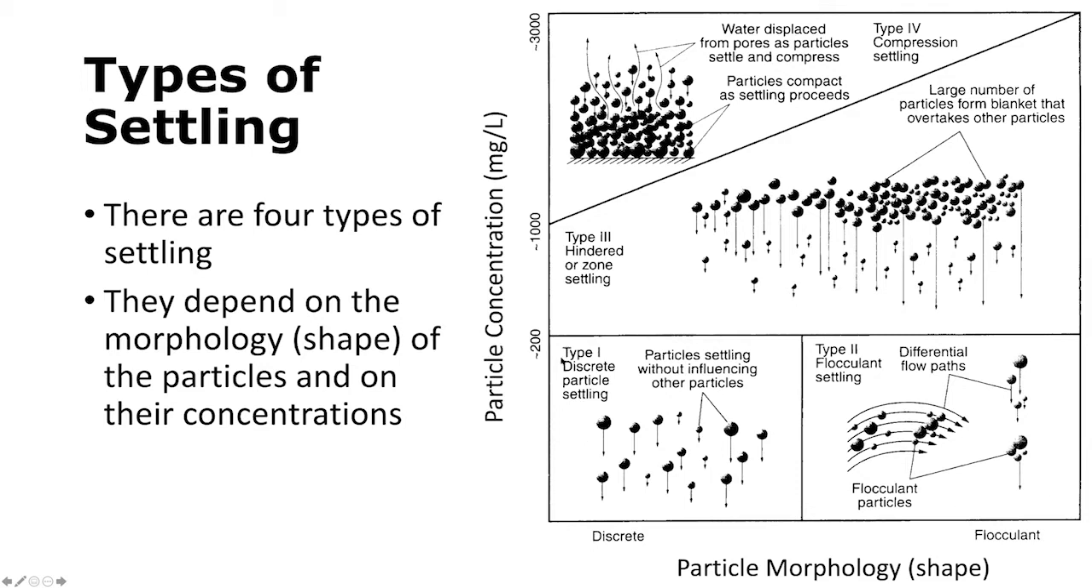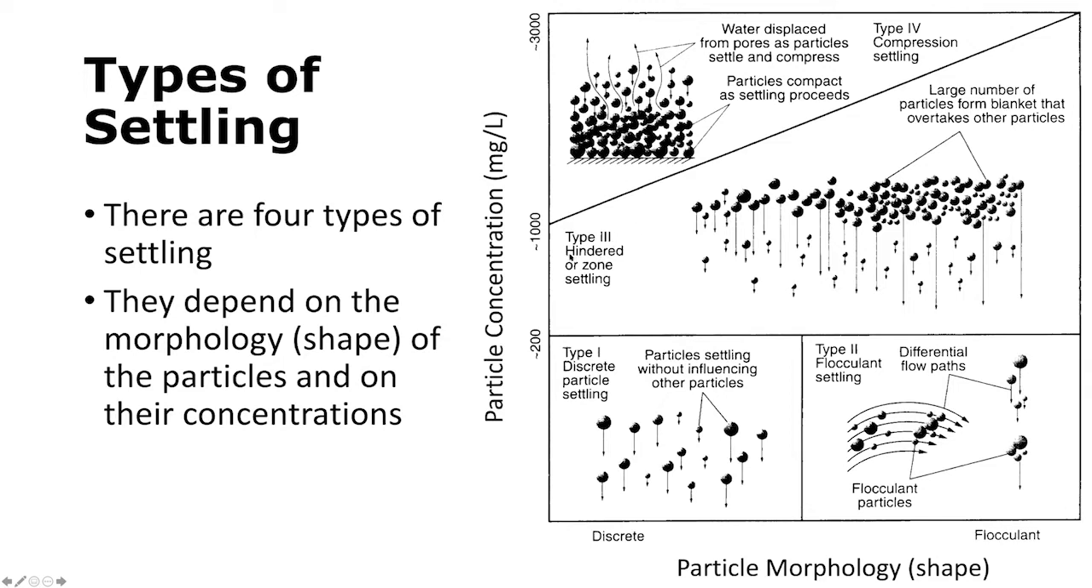And you can see the graph is roughly divided into 4 quadrants. We've got type 1 settling, which occurs with particles that are mostly discrete and present in low concentrations. This is what we call discrete particle settling. In this scenario, the particles would be settling without influencing other particles. If we have discrete particles but at higher concentrations, we might get type 3 or even type 4 settling.